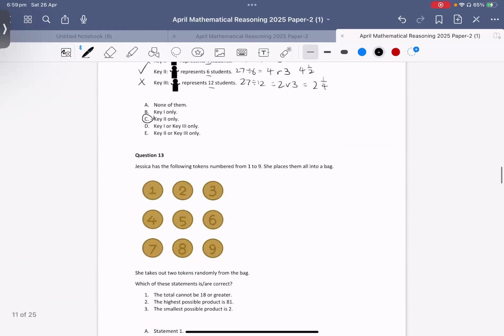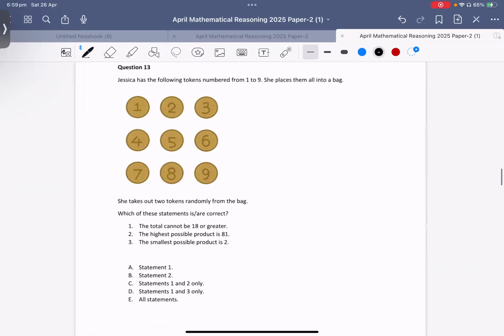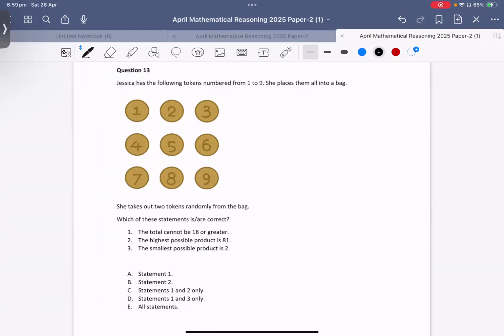Okay. Question 13. Jessica has the following tokens numbered from 1 to 9, and she places them all into a bag. So she takes out 2 tokens randomly from the bag. Which of the following statements is going to be correct? The total cannot be 18 or greater. So what's the highest total we can actually get? The highest total is 9 plus 8, right? Which is 17. So the total cannot be 18 or greater is correct. We can't get 18 or bigger than that.